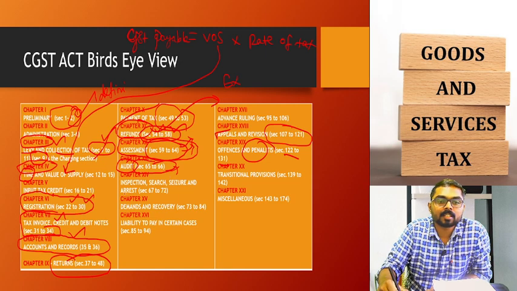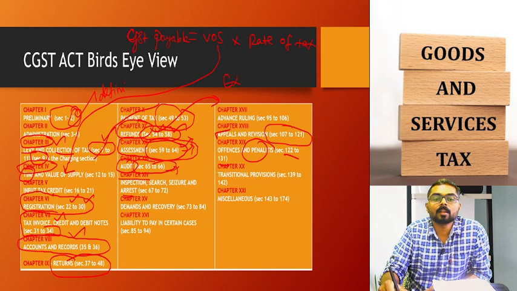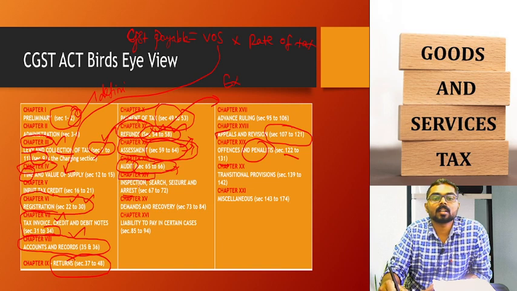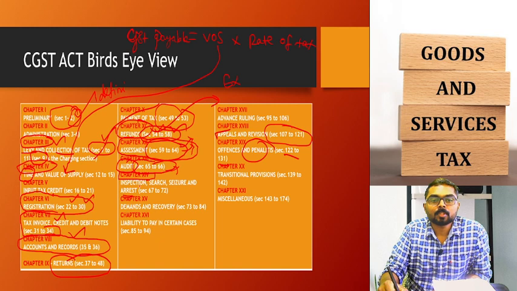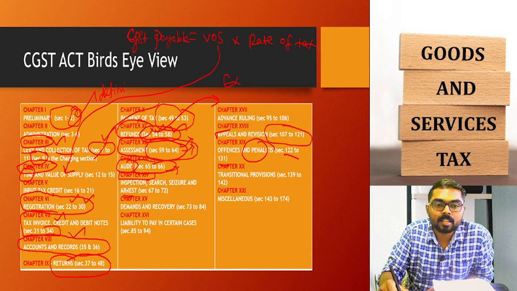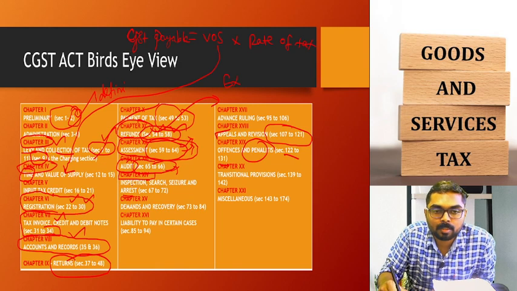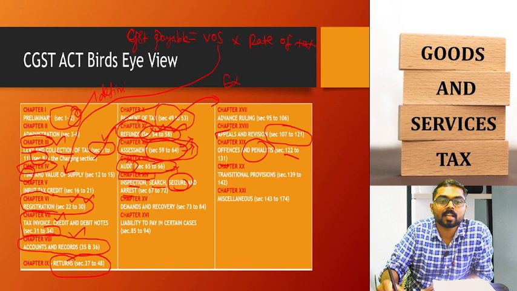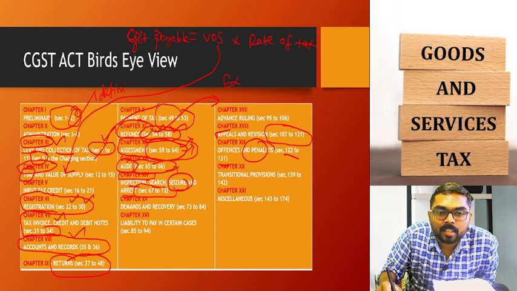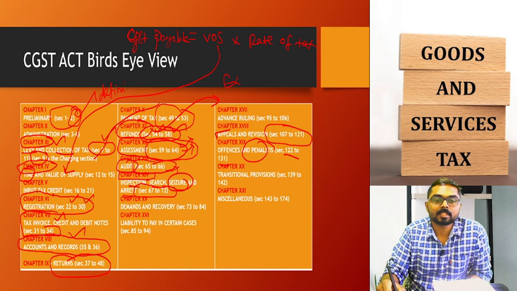Inspection, search, seizure and arrest. Supposing while maintaining accounts and records, goods are not accounted in the accounts and records, or during transportation the registered person or transporter has not generated an e-way bill, then the proper officer has the power to inspect, search, and seize the vehicle or goods, and arrest. These provisions are given in section 67 to 72.